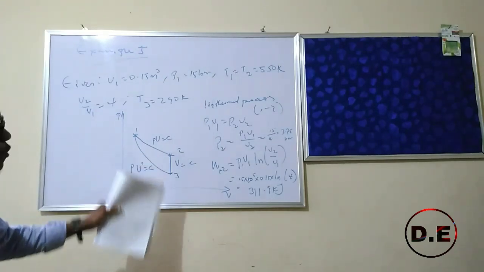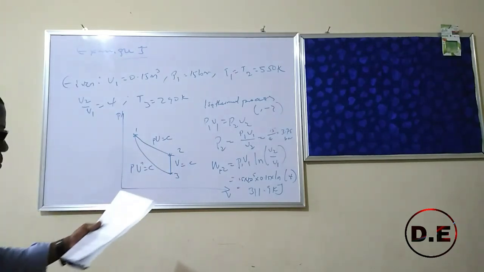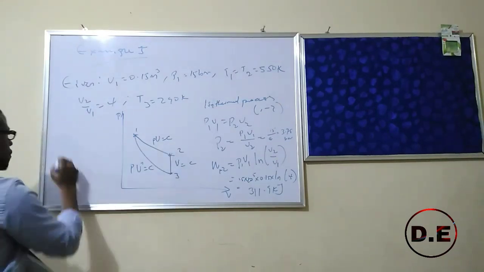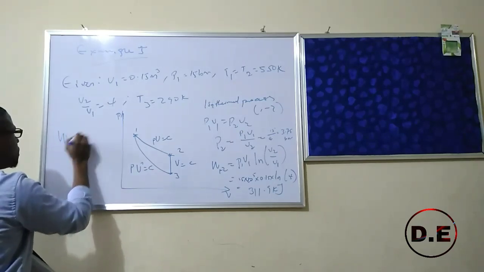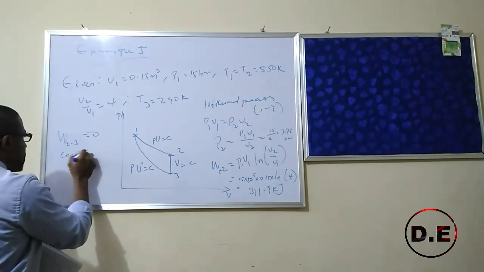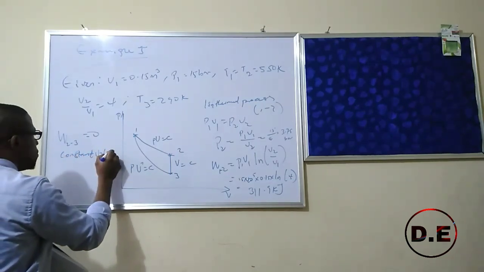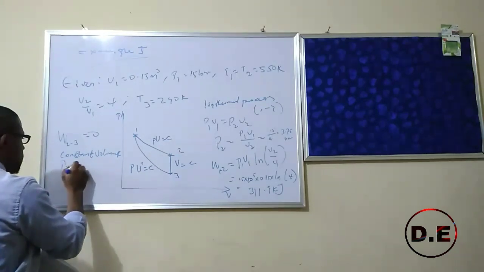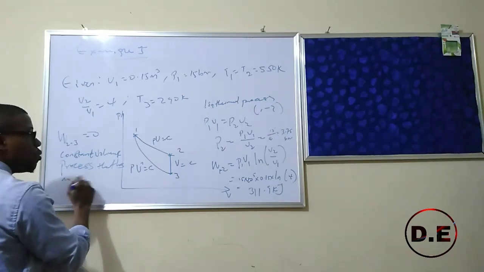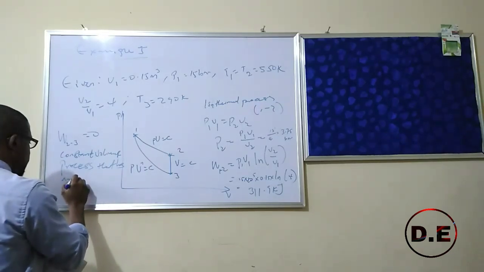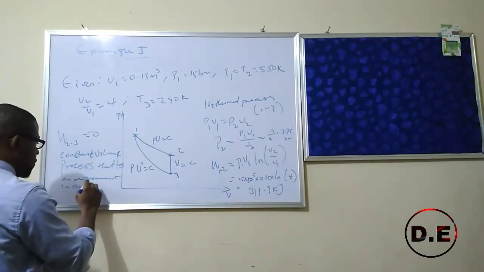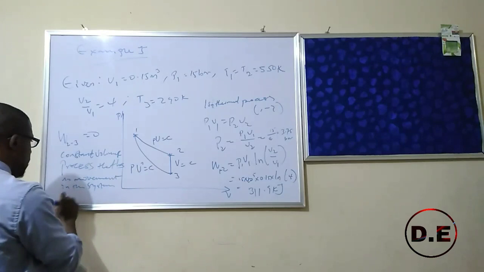The next we want to consider is 2 to 3. Is there any work done here? Remember that for the process 2 to 3, the work done is 0. Work done 2 to 3 is equal to 0 because it's a constant volume process, a process that has no movement in the system boundary.